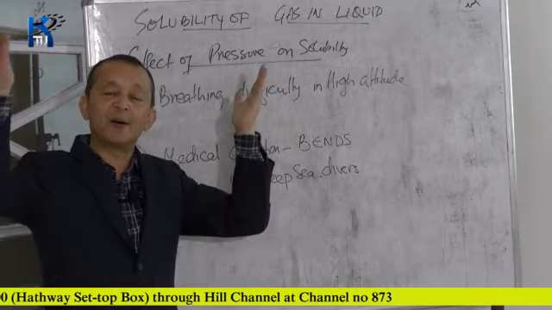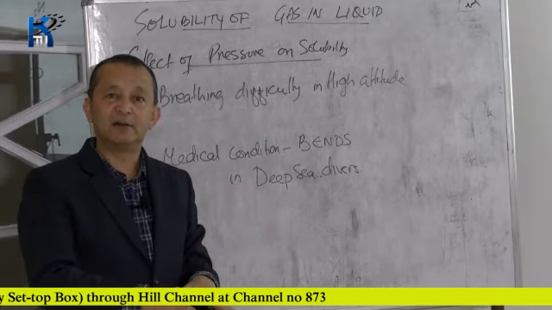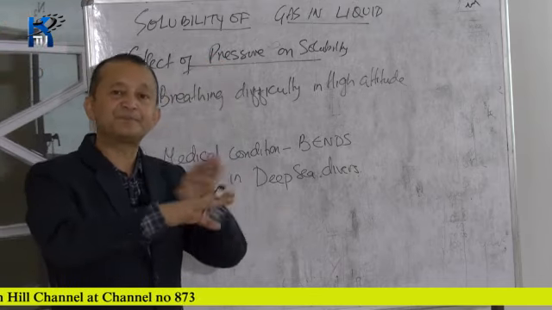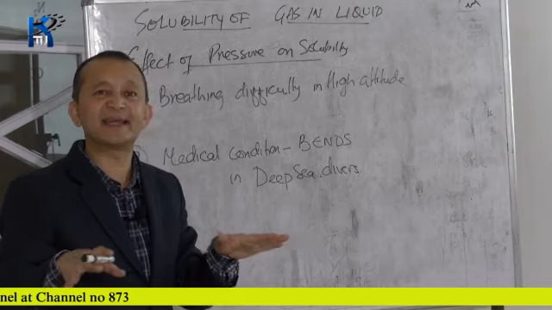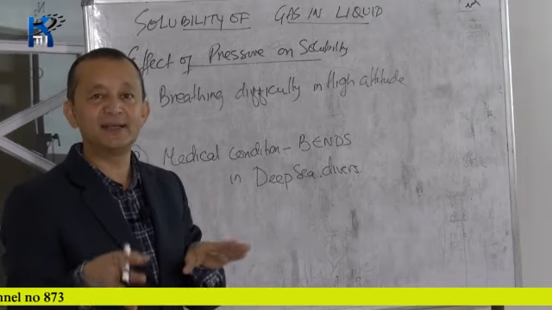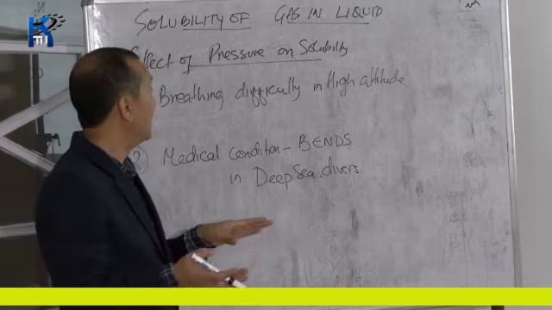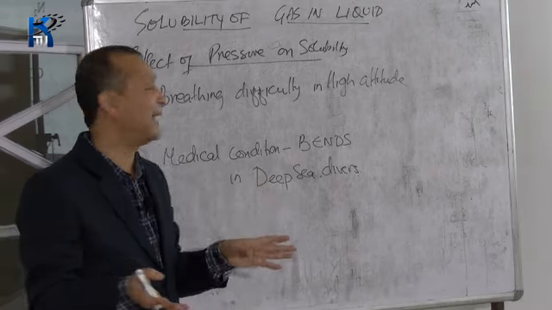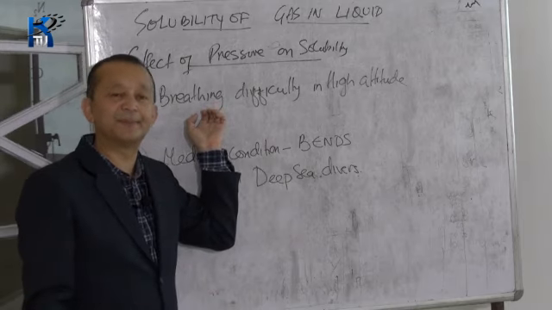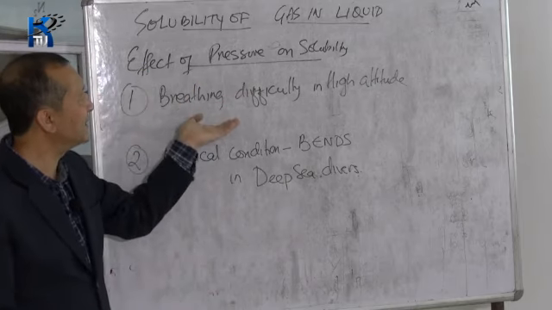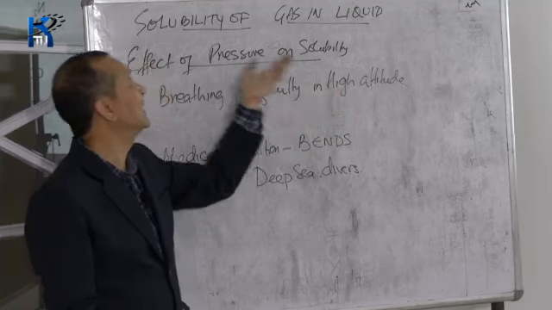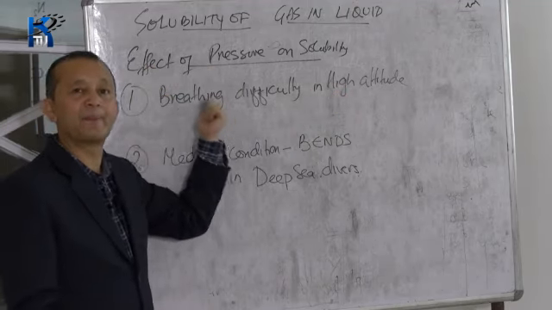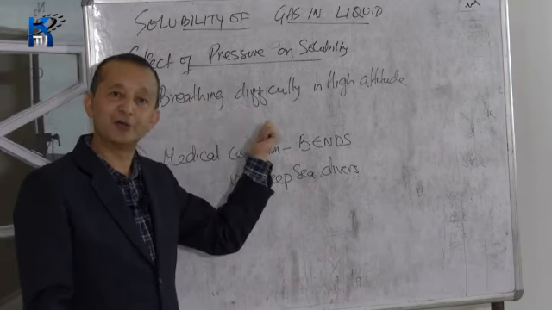But when we come down from the mountains to the plains, the atmospheric pressure is high. So when the pressure is high, the amount of oxygen that dissolves in the blood will be more, and the person becomes comfortable again. So the difficulty in breathing at high altitude is because solubility decreases when pressure decreases.